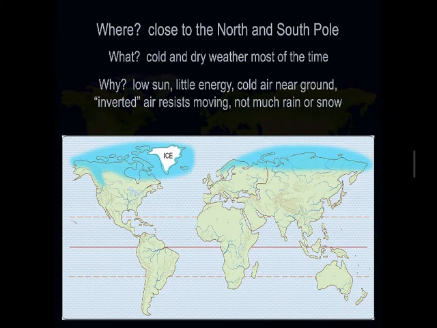Why is this happening? Because of low sun, little energy, and cold air near the ground. Inverted air resists moving, which means not much rain or snow happens there.